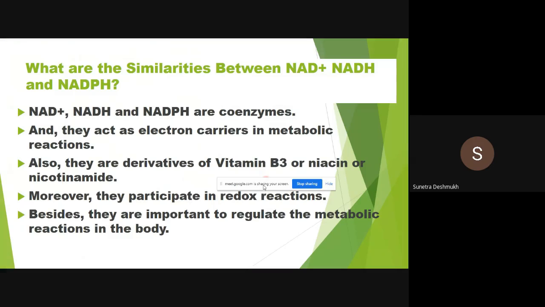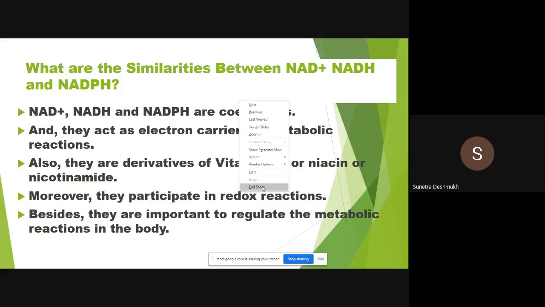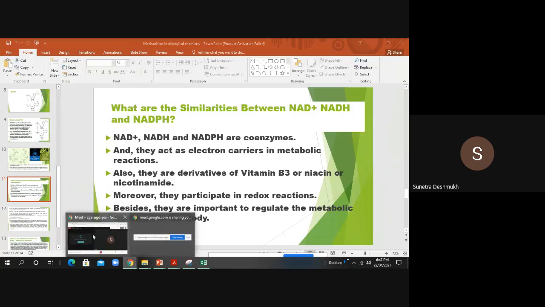Okay, so now what are the similarities between NAD plus, NADH and NADPH? So that we will see just now.